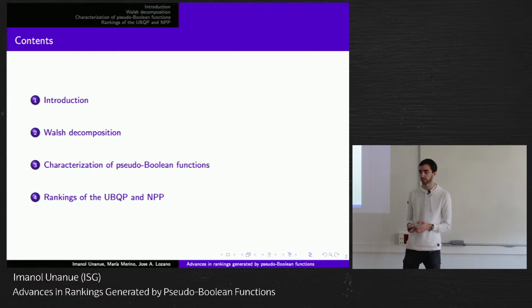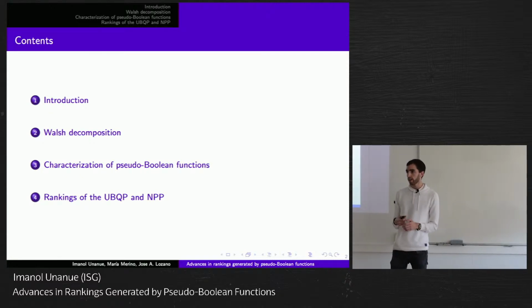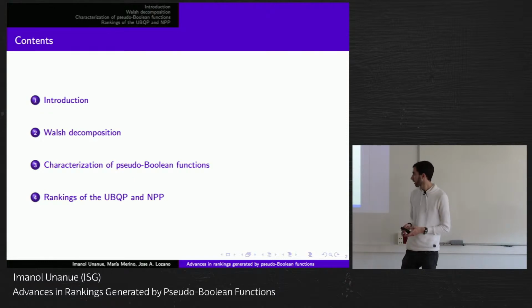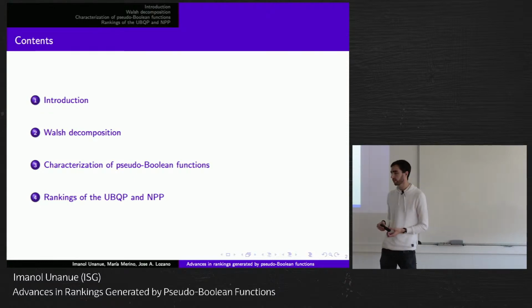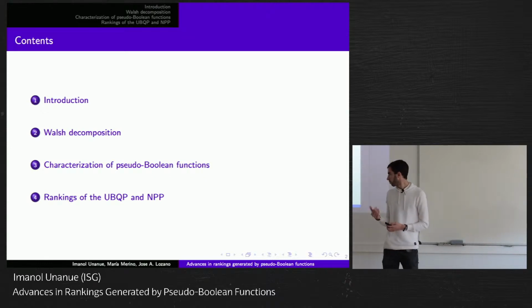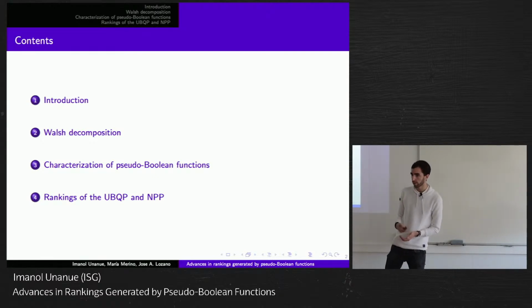So I divided this presentation into 4 parts. I will start with the background and the motivation of our study. Second, I will present the Walsh decomposition, the Walsh transform, and I will calculate several Walsh coefficients for several binary-based combinatorial optimization problems. In the third part, I will consider the presented results in the Walsh decomposition to present a characterization of pseudo-Boolean functions and several results related to it. And finally, I will present several experiments that we have run to try to gain a better comprehension of the rankings generated by the unconstrained binary quadratic problem and the number partitioning problem.